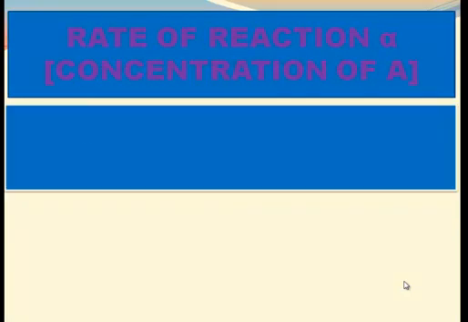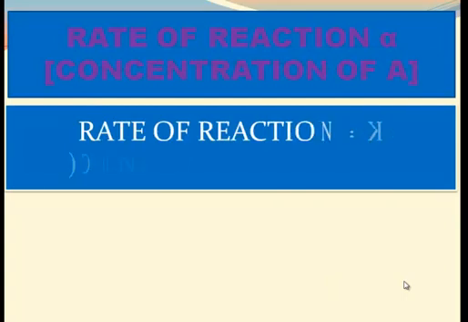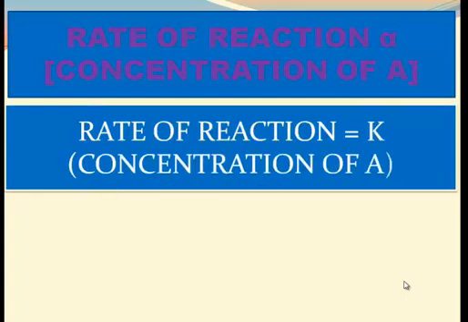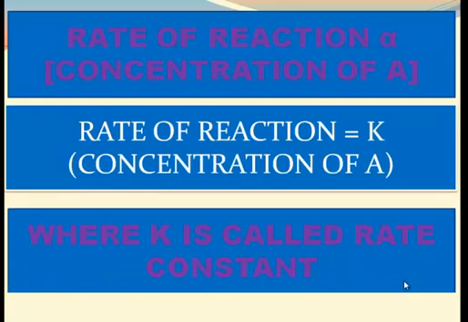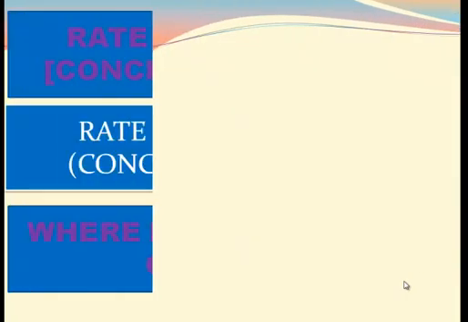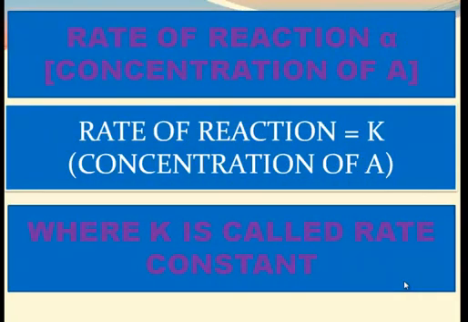Rate of reaction, which we denote with K, is K times the concentration of A, where K is called the rate constant.